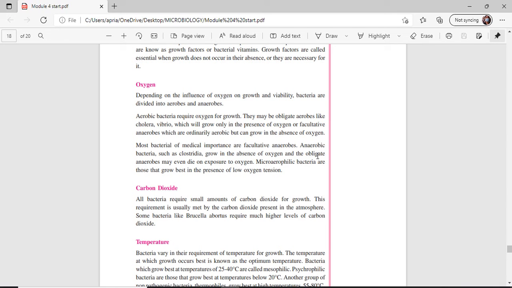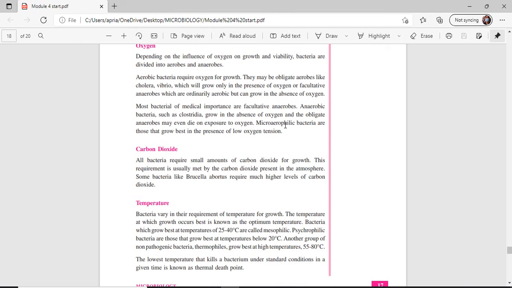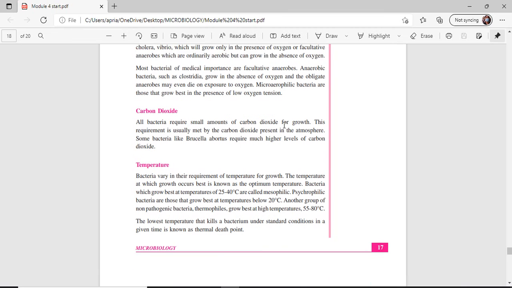Okay, ano naman yung anaerobe? Your obligate anaerobe requires zero oxygen in their environment. Kung may presence ng oxygen, it will kill the bacteria, hindi mag-grow ang bacteria. Your microaerophilic bacteria are those that grow best in the presence of a low oxygen tension. May requirement lang sa oxygen pero a minute amount, small amount.